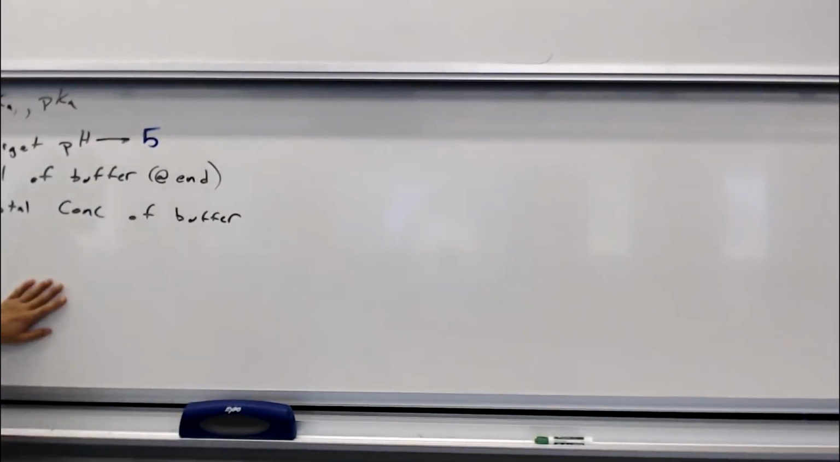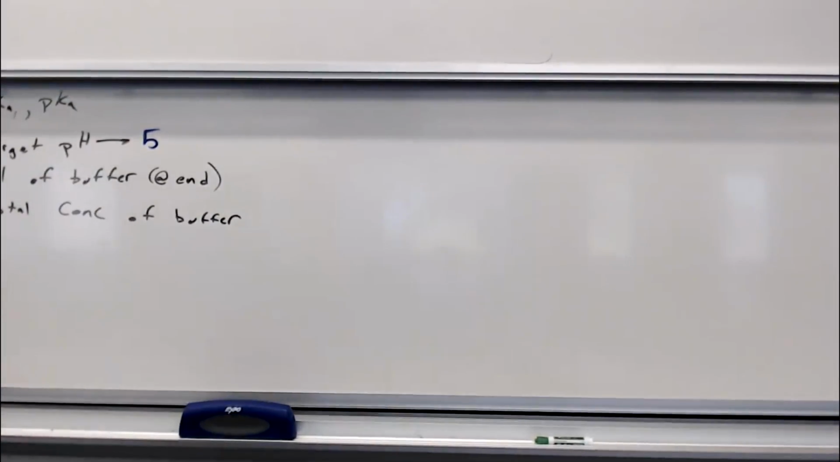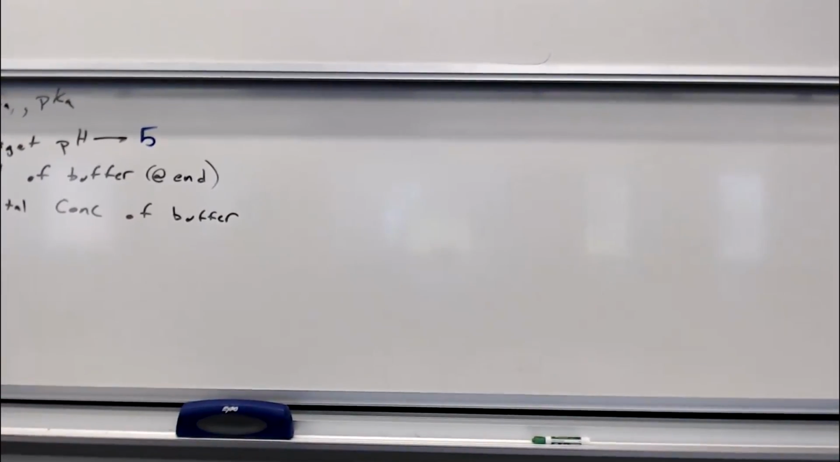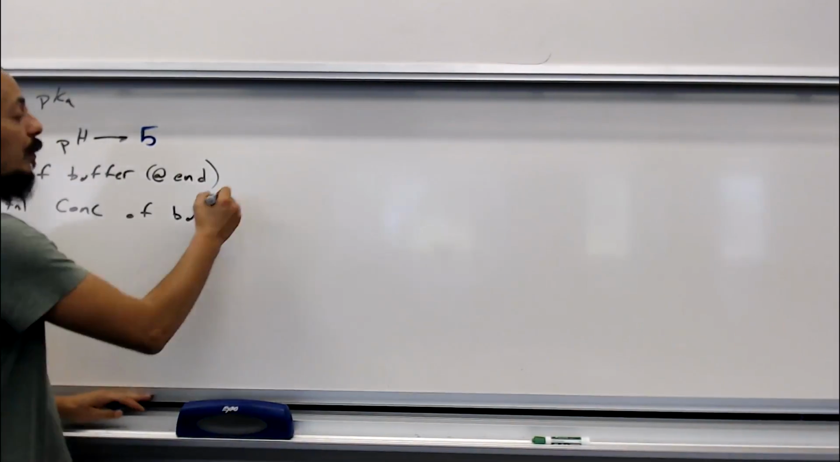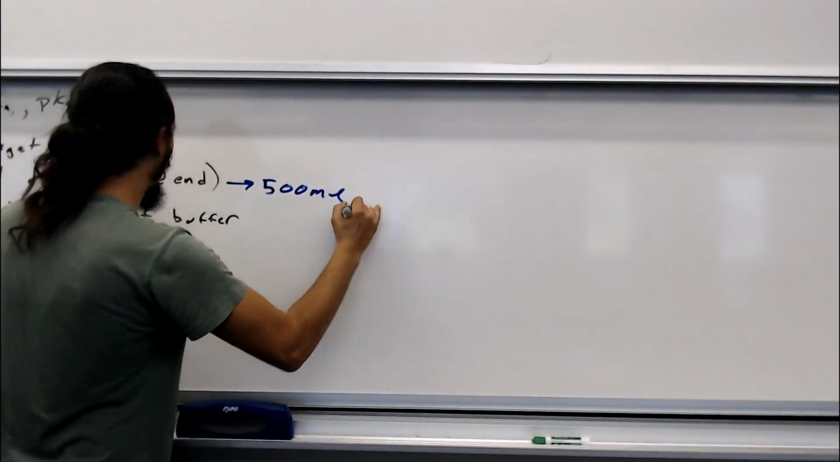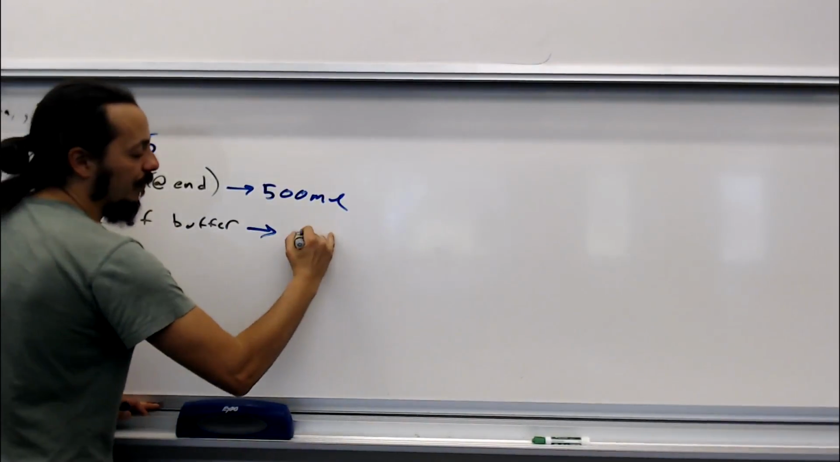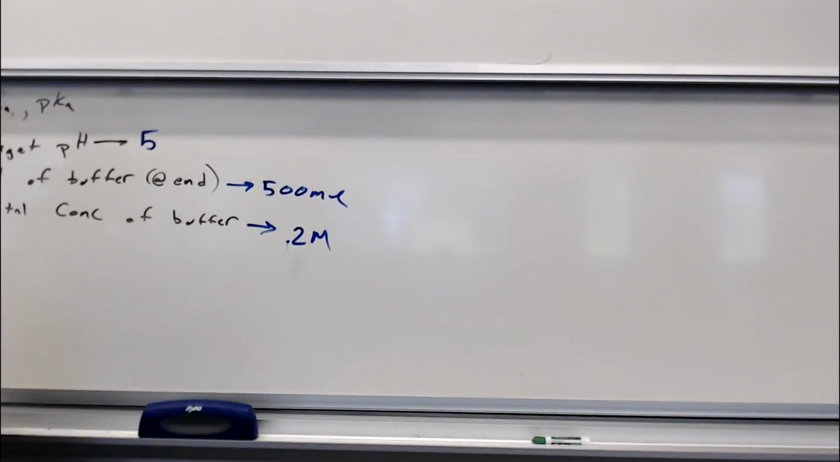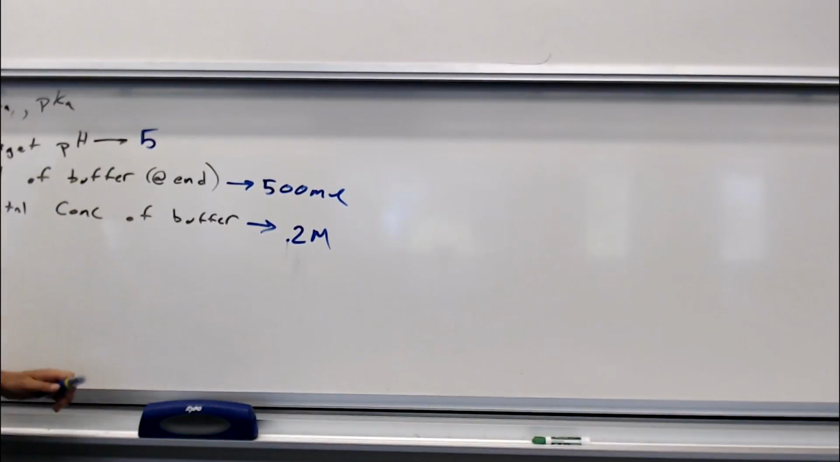Okay. So we know that the target pH is 5. And so now we can go ahead and start looking at how we do this calculation. So target pH is 5. We got the volume of buffer we want is 500 milliliters. We know that the total concentration is 0.2 molarity. So if we wanted to do part A, where part A is you get access.